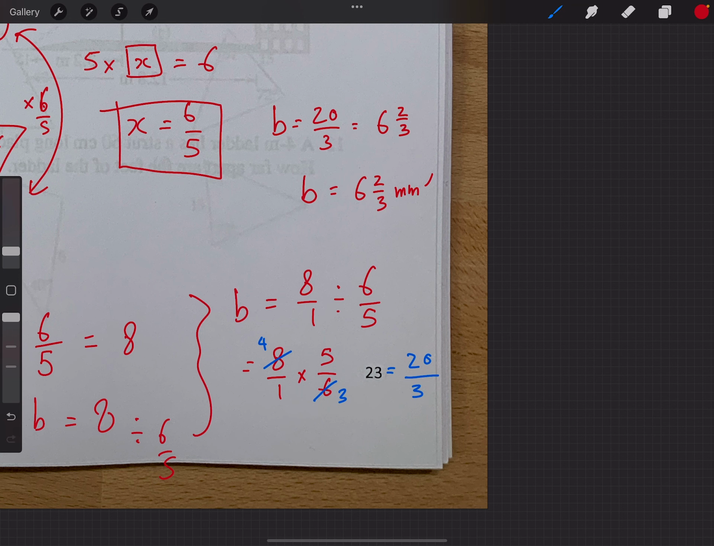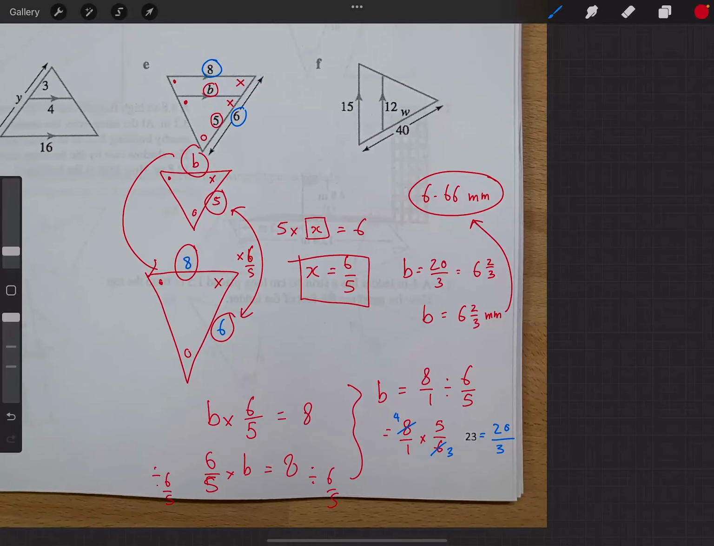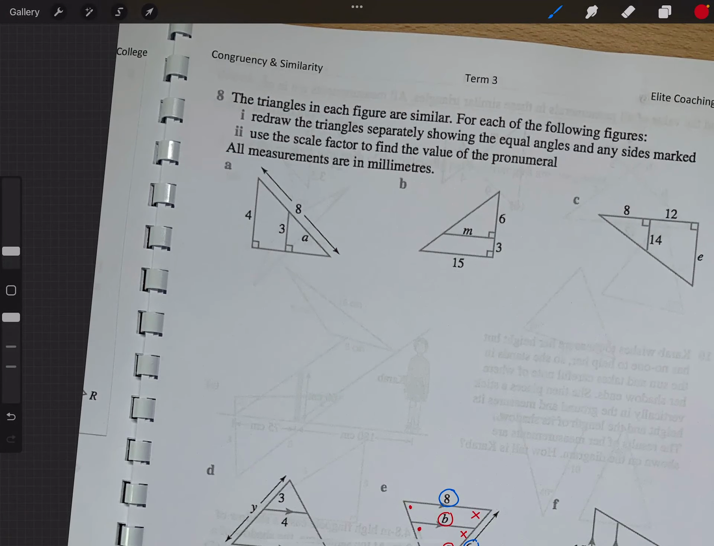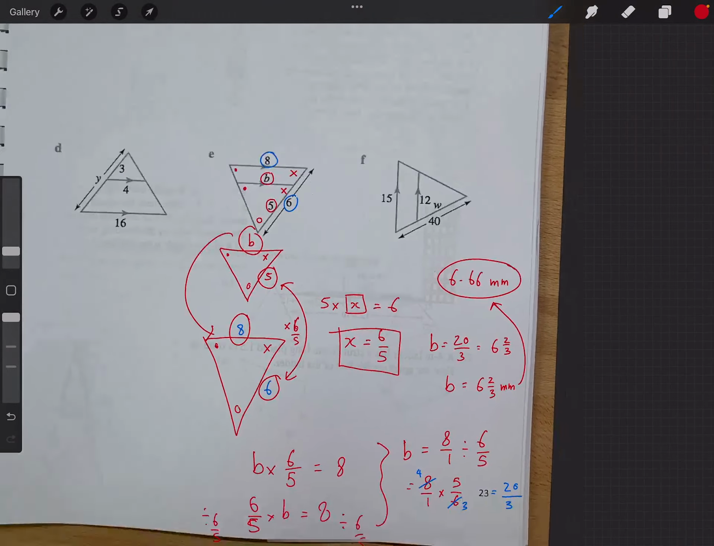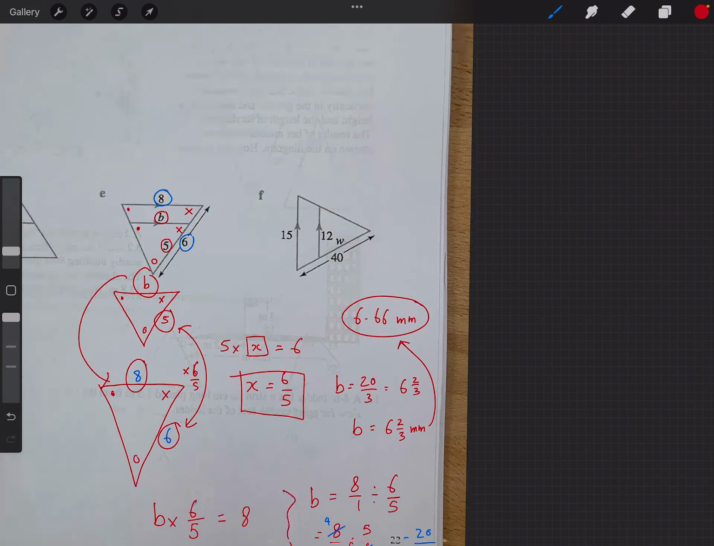Unless the question states you have to leave it as a decimal, you can change it to a decimal. You can say 6.67 millimeters, because all the units are in millimeters. Okay, so there's your answer for that one. So that's question E. Let's look at question F.